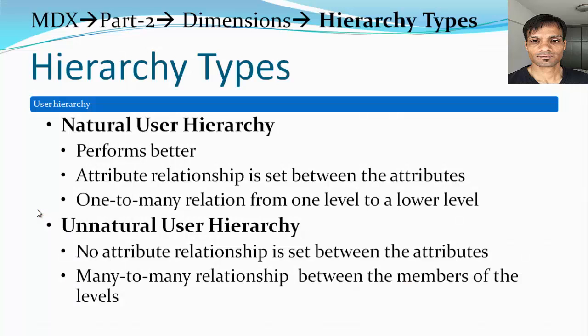From a performance point of view, user hierarchies come in two flavors: natural user hierarchies and unnatural user hierarchies. Natural user hierarchies perform better than unnatural user hierarchies. When you design natural user hierarchies, you set attribute relationships between the attributes in the levels, and there is a one-to-many relationship from one level to a lower level. Unnatural user hierarchies do not have attribute relationships between the attributes, and often there is a many-to-many relationship between the members of the levels.